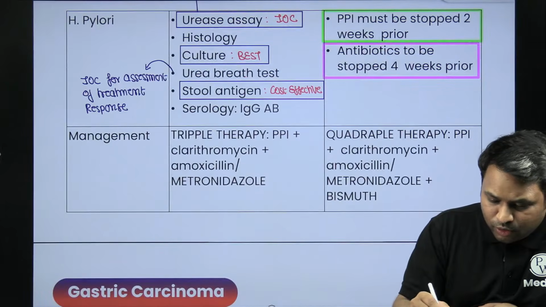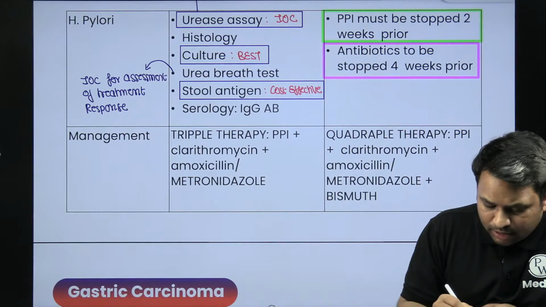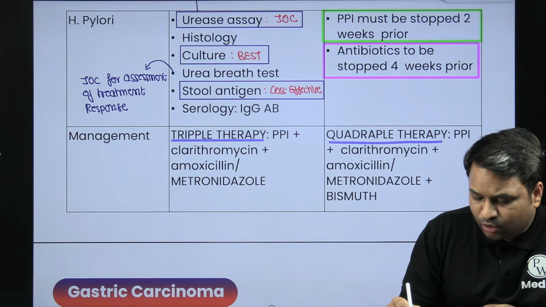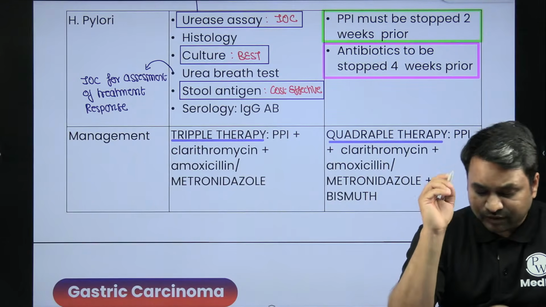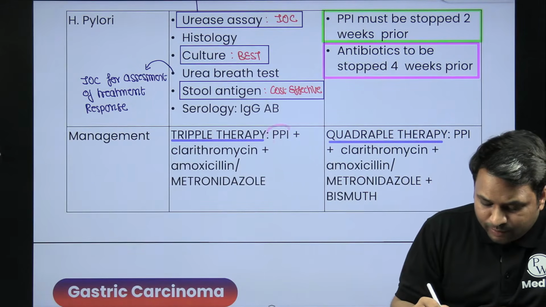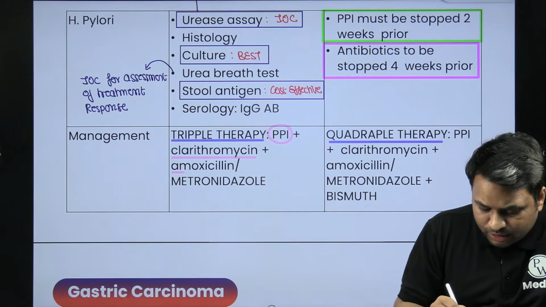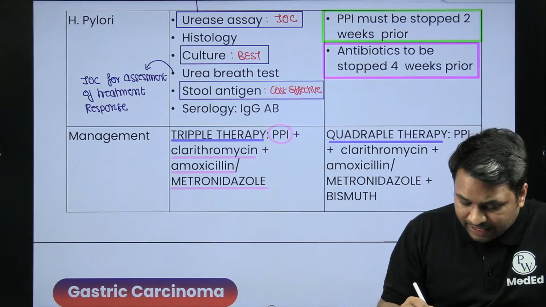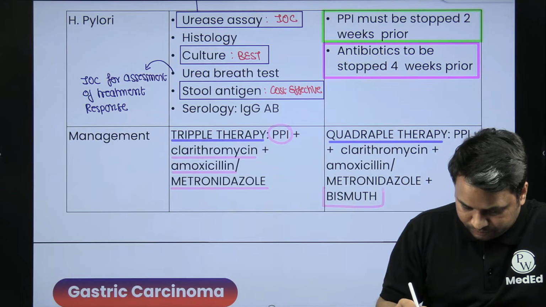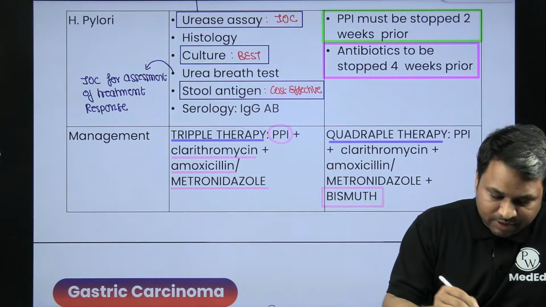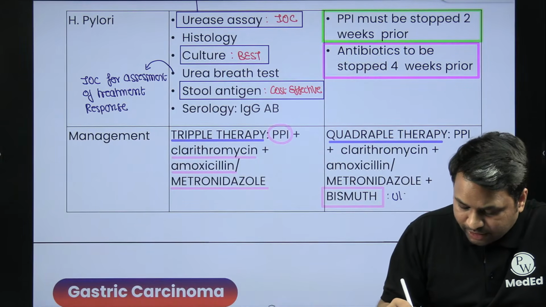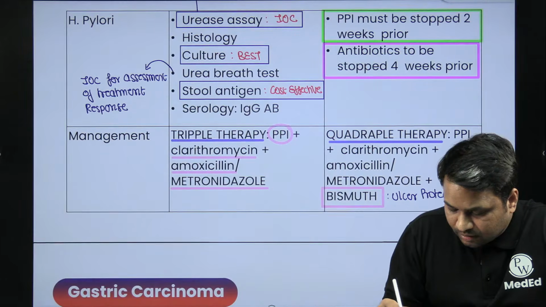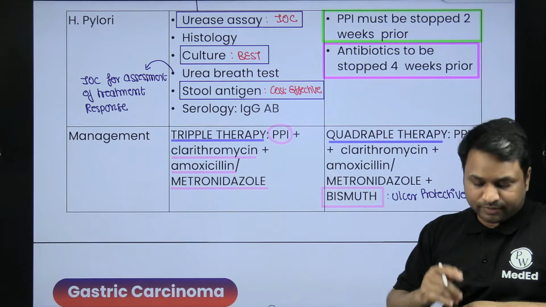The management, we all know, is going to be either a triple therapy or a quadruple therapy. Most of the things are the same in triple and quadruple. In quadruple, we also take care of the pain. In triple therapy, you have the proton pump inhibitors, clarithromycin with amoxicillin or metronidazole. In quadruple therapy, what are we adding extra? We are adding bismuth. Bismuth is ulcer protective.